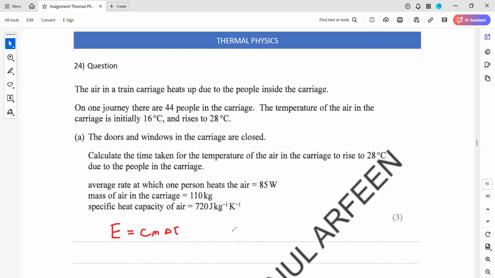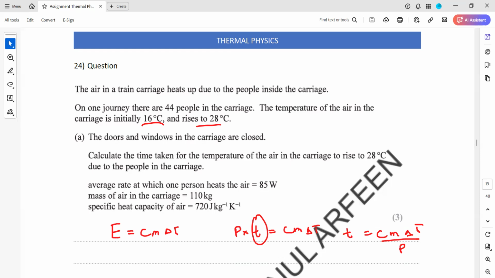Energy is a product of power and time. So in place of energy, I can write power times time. So P × t = cmΔT. I need the time it takes to heat up from originally 16 to 28. So the time will be equal to specific heat times mass times temperature change divided by power. So we'll just substitute the values.